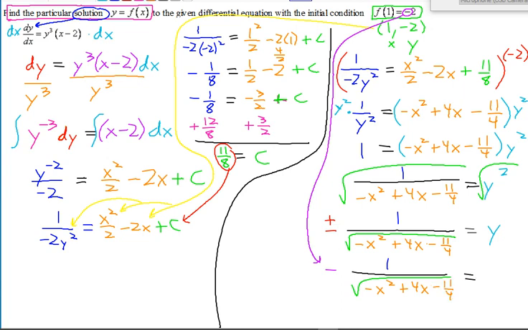So this would be our particular solution. And now as a function, y equals negative 1 over the square root of negative x squared plus 4x minus 11/4.